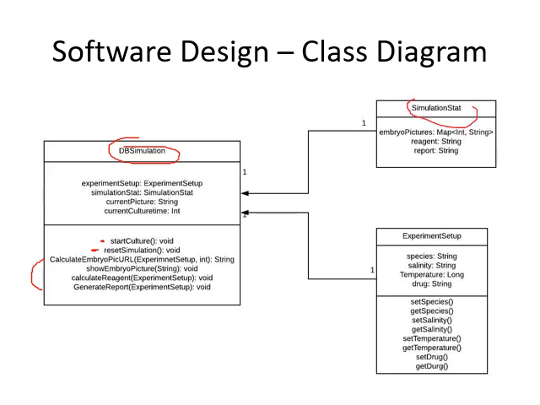The simulation stat class contains the statistics of the simulation, such as the URLs of all sea urchin pictures and the generated report and the reagent recipe. The experiment setup class contains all different settings of an experiment.